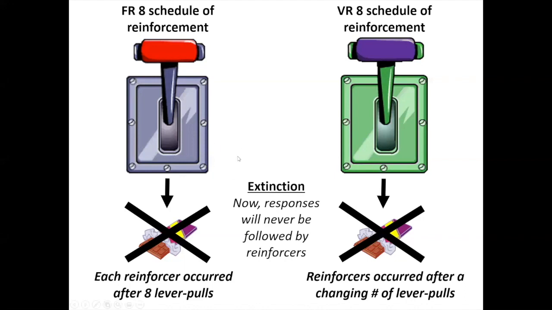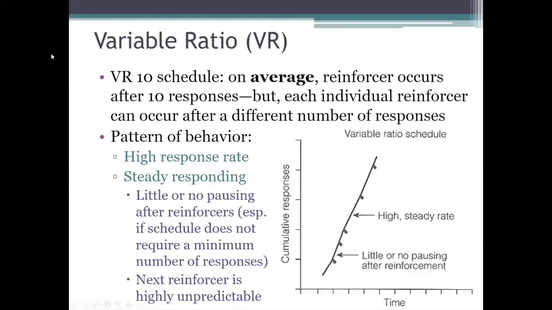So because pulling the purple lever had previously gotten reinforced on a variable ratio schedule rather than a fixed ratio schedule, that behavior will be more resistant to extinction than this other fixed ratio behavior will be. Okay? Well, I hope that makes sense. Please let me know if you have any questions about variable ratio schedules.